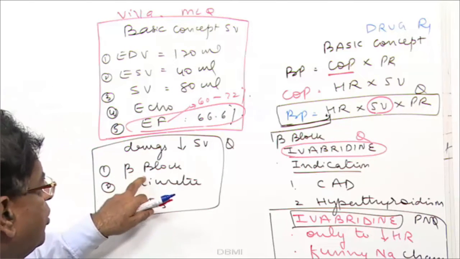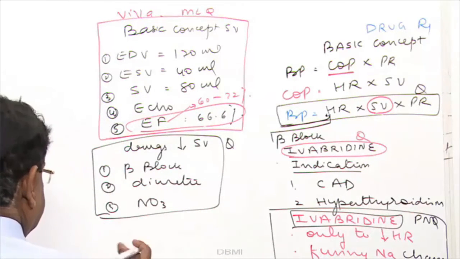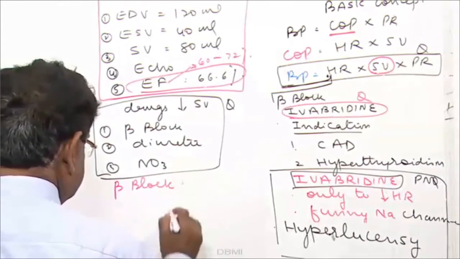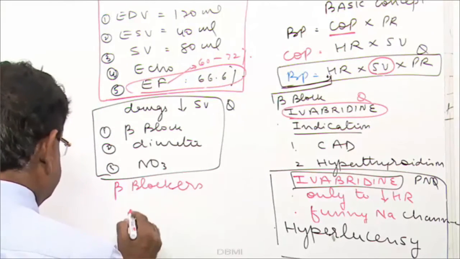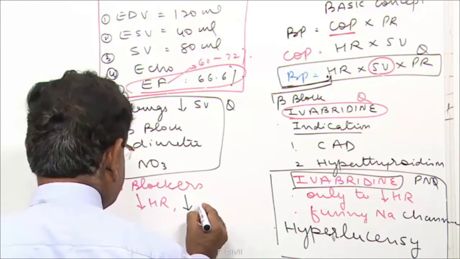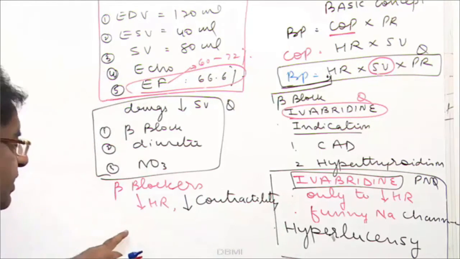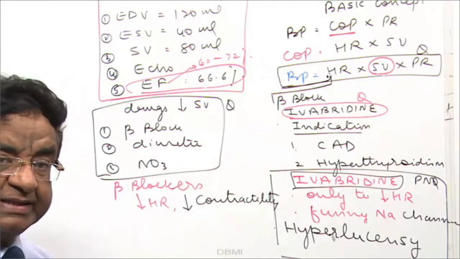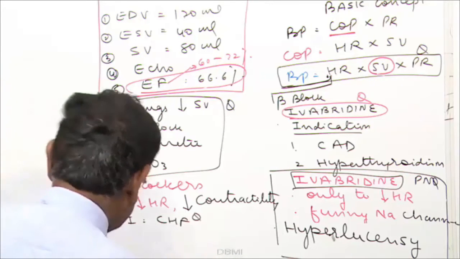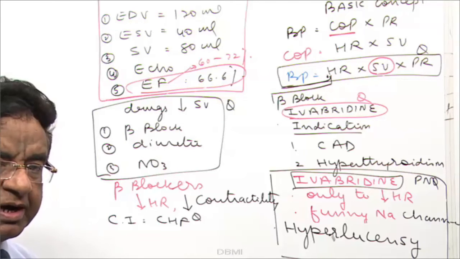Beta blocker. Beta blockers not only reduce the heart rate, they also reduce the pumping action of the myocardium. So this reduces cardiac contractility. That's why beta blockers are contraindicated in congestive heart failure, simply. But some change has come. About that change I'll discuss very shortly. But at the moment beta blockers are contraindicated in congestive heart failure.